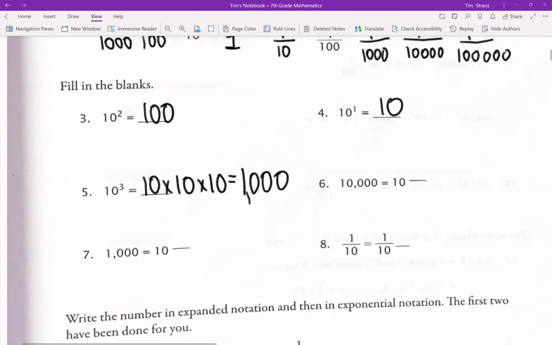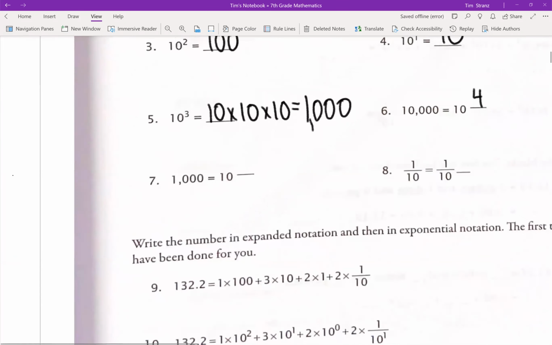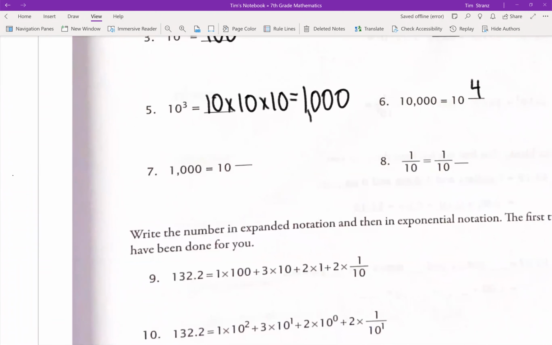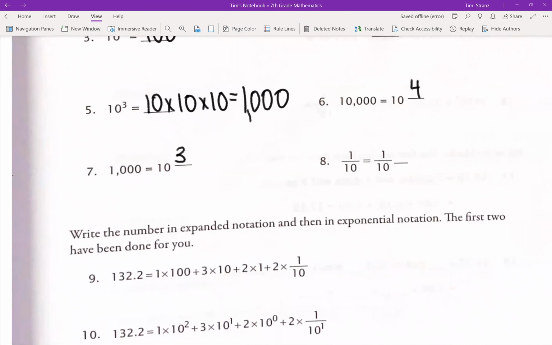Okay, number 6, they want you to write in the exponent. So 10,000 equals 10 to what power? Well, how many zeros do you have? You got 1, 2, 3, 4. So that'd be 10 to the 4th power. Okay, number 7, 1,000 equals 10 to what power? Well, there's 3 zeros, so we know it's 10 to the 3rd power. And then number 8, 1/10th equals 1/10 to the 1st power.